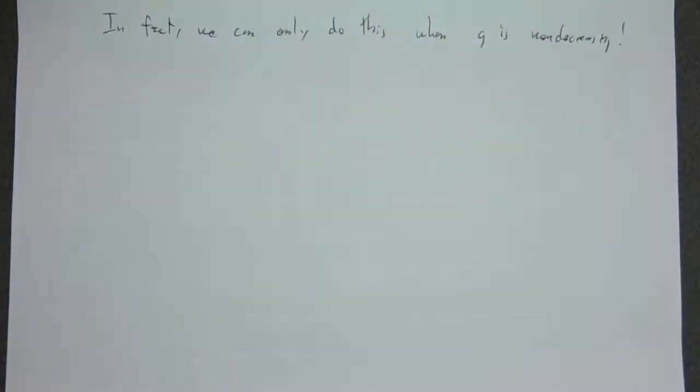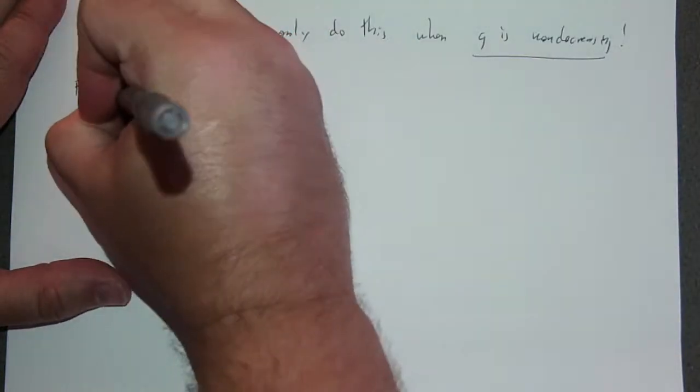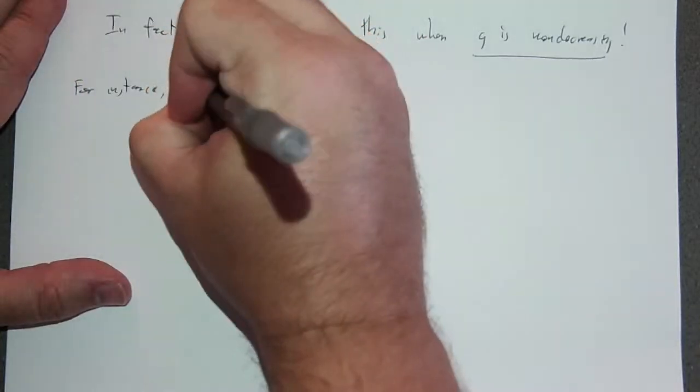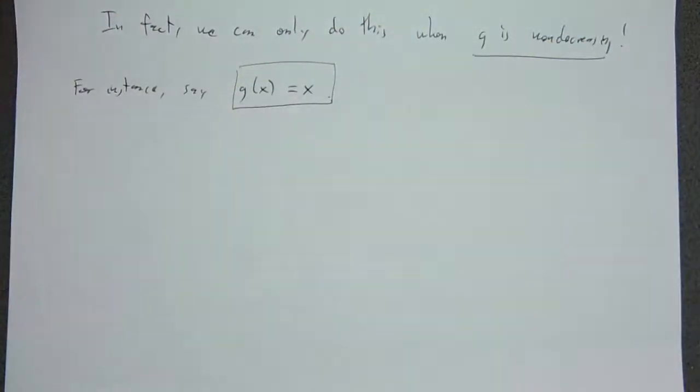Now, of course, I'm talking about we can only do this for this specific example. I'm not saying that we can only do this in general when g is non-decreasing, right? Depending on the PDE, that might literally be the opposite. Okay? But for this example, we can only do this when g is non-decreasing. Okay. And so, for instance, say that g of x is equal to x. Okay.